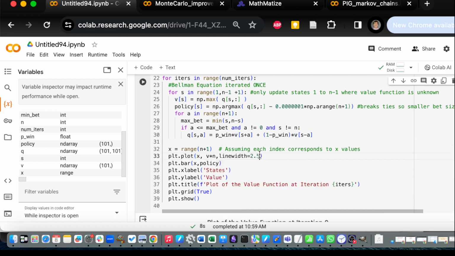As to help me make sure I remember that, here's another really good pro tip. You can add labels to your things. So if you put in label, I'll say value function times n. That way it'll remind me it's the value function but rescaled to go up to 100 instead of to 1. And similarly for the bar chart, I will add a label. Let's call this optimal bet size.